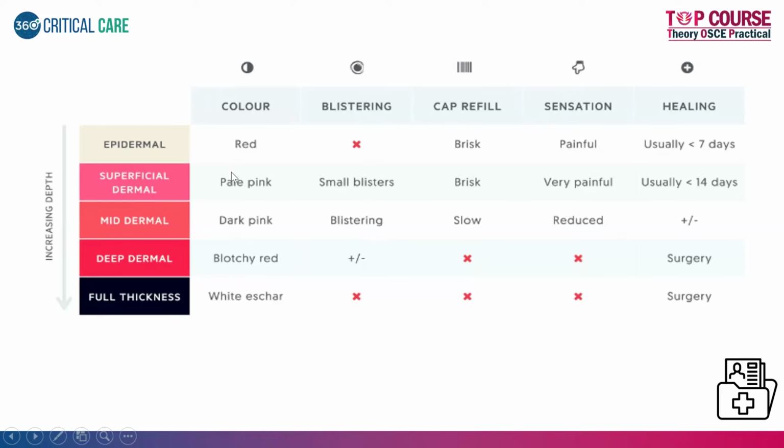So blistering is usually seen in the superficial dermal type of burns. Okay, so this is what we need to understand. And whenever there is blistering present, you also have to correlate to that increased pain sensitivity. Okay, this is because the pain receptors are present in that particular area of the skin.